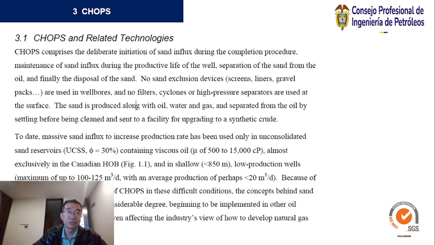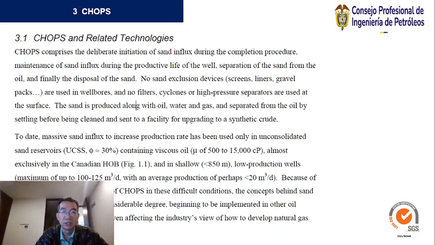The third part, CHOPS, and related technologies. CHOPS comprises the deliberate initiation of sand influx during the completion procedure, maintenance of sand influx during the productive life of the well, separation of the sand from the oil, and finally the disposal of the sand.